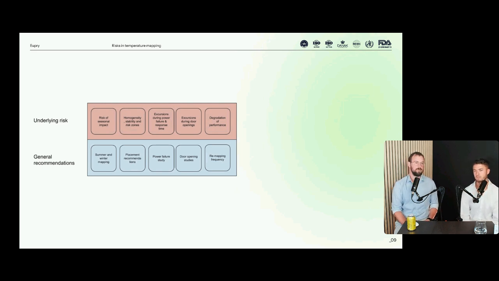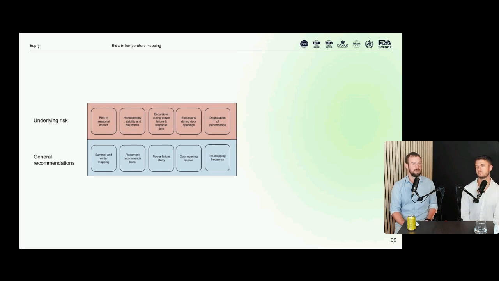So the underlying risk analysis behind those recommendations is that seasonal changes might have an impact. Another example is placement recommendations. They'll state that you need to place data loggers in the corners, data loggers in the center, data loggers near doors and gates and whatnot. That's because the underlying risk is that there might be inhomogeneities. And what do I mean by inhomogeneities? It means that the temperature is not the same for all positions within a warehouse, as an example. That's why I need to place the sensors.